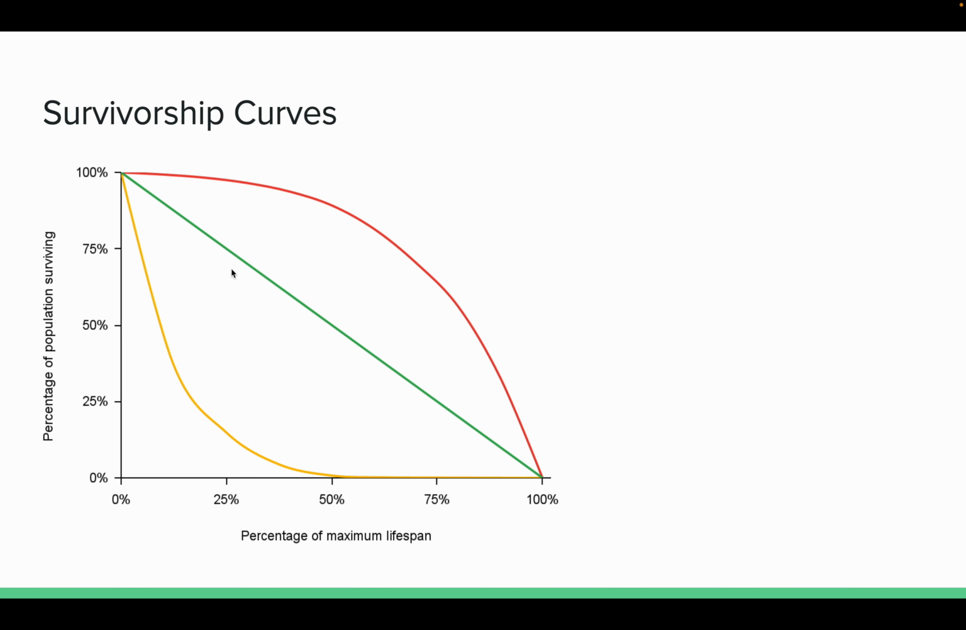And these three different types of curves that we've got here, we give them three different names. So we've got a type 1 species, we've got a type 2 species, and a type 3 species. And the defining characteristics of these, for type 1 species, we've got a low mortality rate early in life. So you can see that there's not many of them dying to begin with. It's not until later on in life that mortality rate begins to pick up.